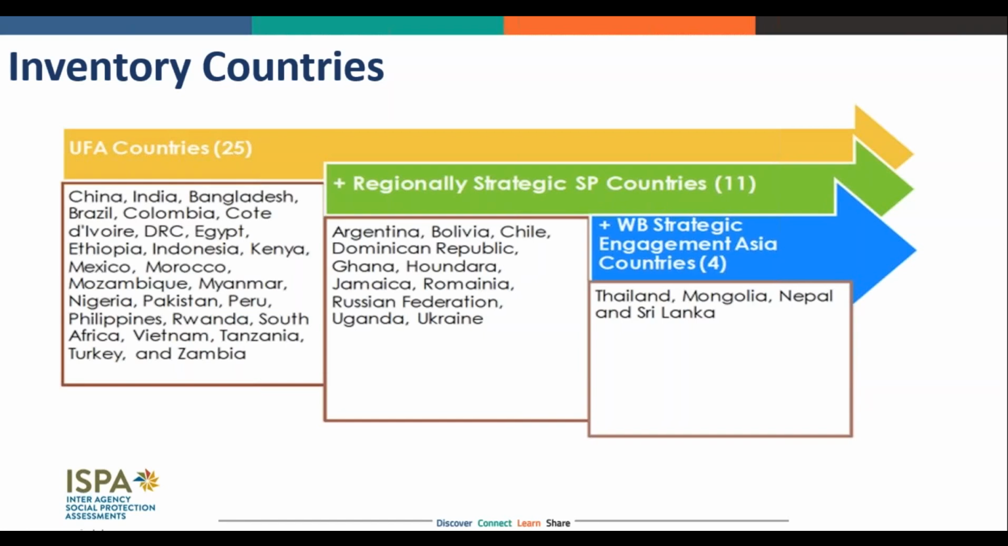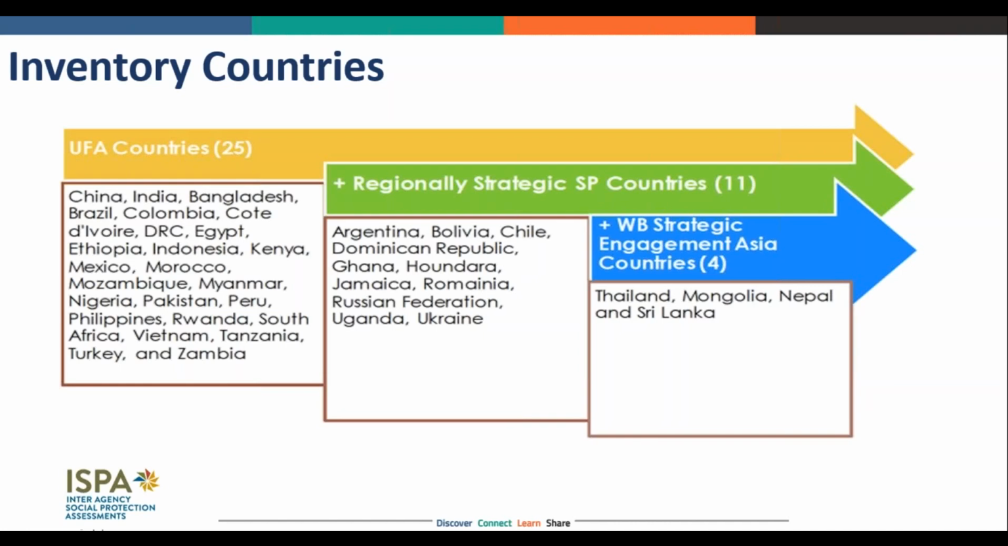So yeah, basically these are the countries we're looking at. We're looking at the UFA countries, which are about 25. You can see them. Then we have regional strategic SP countries, the social protection countries, where we have interesting social protection programs. And these are included basically from the perspective of their flagship programs for cash transfers, such as Uganda, etc.